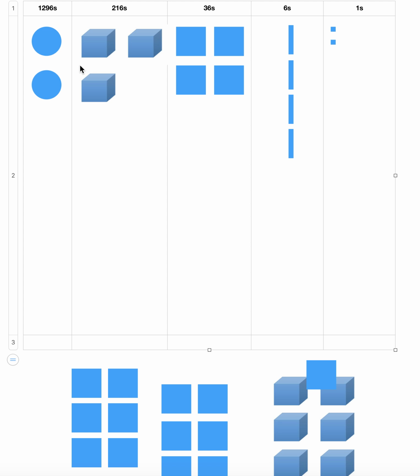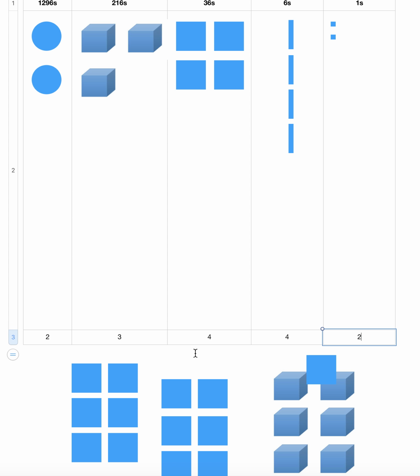And now we have to go and see what we have. So in the 1296s, we have 2. In the 216s, we have 3. In the 36s, we have 4. In the 6s, we also have 4. And in the 1s, we have 2. So our final number is going to be, I'm going to just write it down here to be clear, 23,442. And that is going to be in base 6.